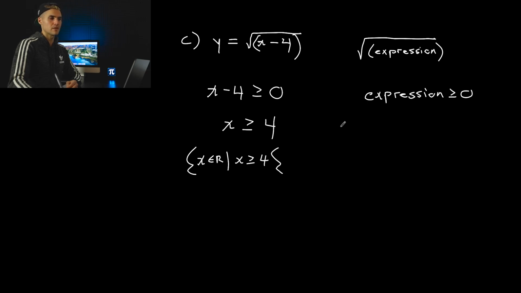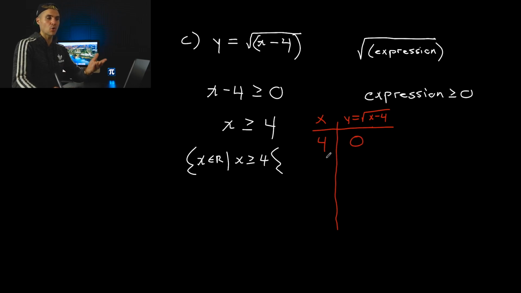What you could do is actually for this, make a table of values starting at the x value where it was restricted. So you would start at 4. And so notice if I plug in 4 for x, 4 minus 4 is 0, square root of 0 is 0. And then we go up. So let's go to the next x value of 5. 5 minus 4 is 1. Square root of 1 is 1.